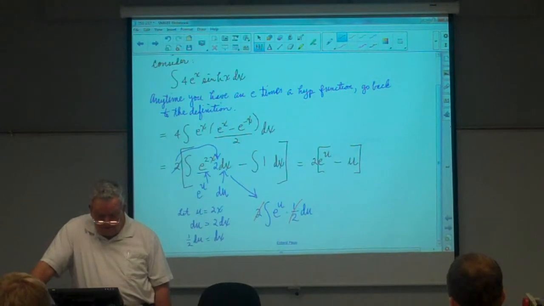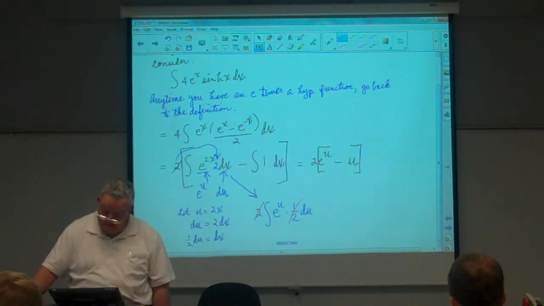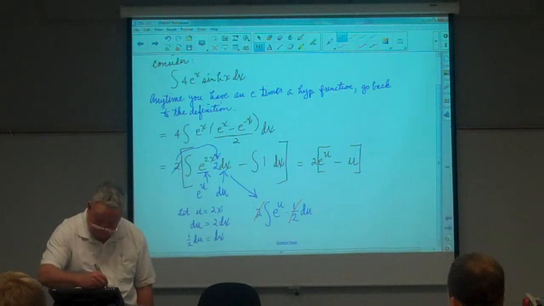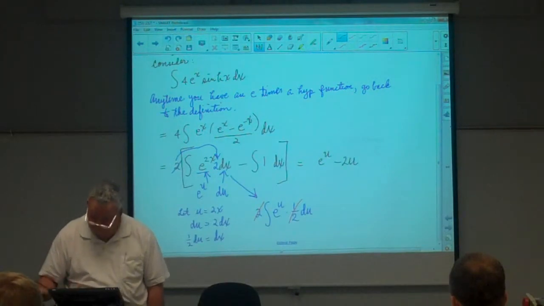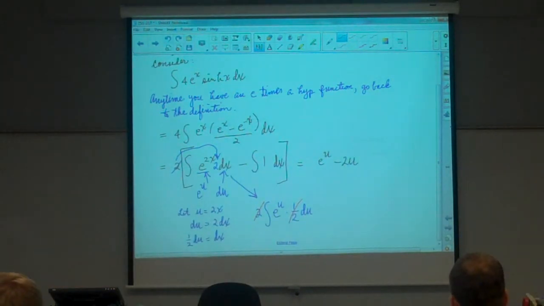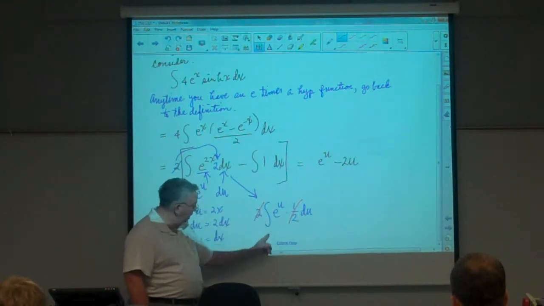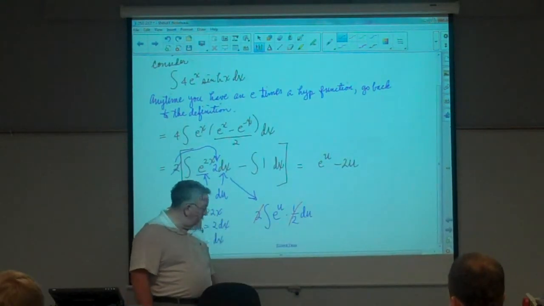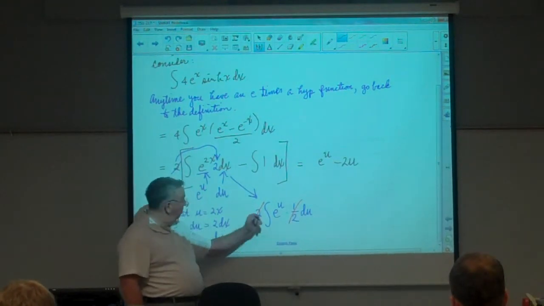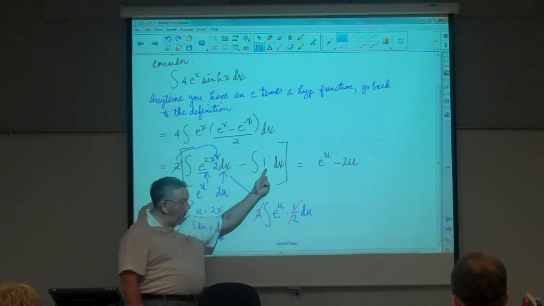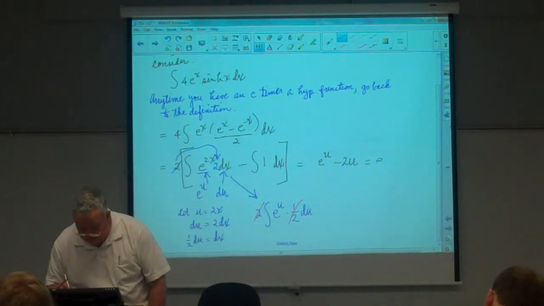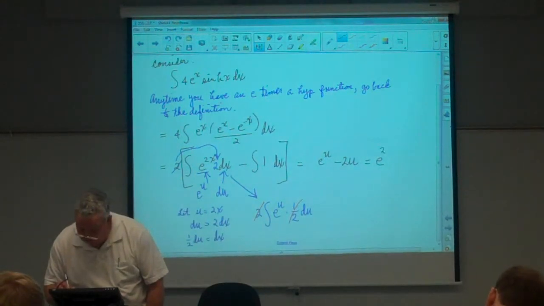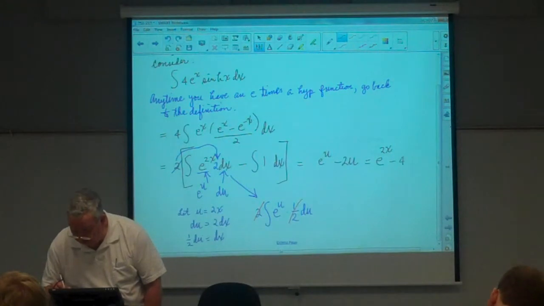Now, Frank, I'm worried about this one on the left. I need to think about that. I think when you make this substitution, all you have left is the integral of e to the u du, right? And this 2 was in front of it, so it's gone. But I still have this 2 times this integral. Right. Okay. So now I have e to the 2x minus 4 e to the x, and that's it.